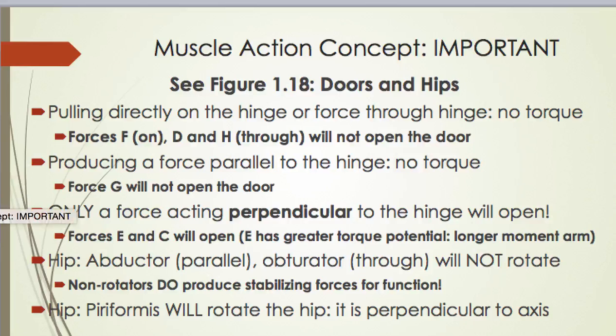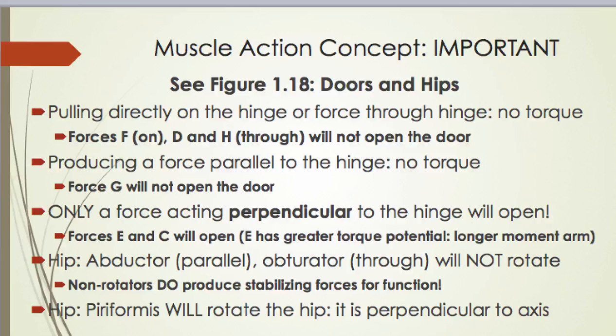Let's take a look at figure 1.18 on page 16. Here we're going to introduce the idea of muscular torque as it relates to a door. Okay? So we have the hinge of the door, which if you look at the top picture on the right is H, right? That's the long axis or the axis of rotation of the door. And the doorknob is the point at which we're going to actually create torque, right? So take a look at the top pictures. We have different vectors there. We have red and we have pink. So force F is trying to push on the hinge.